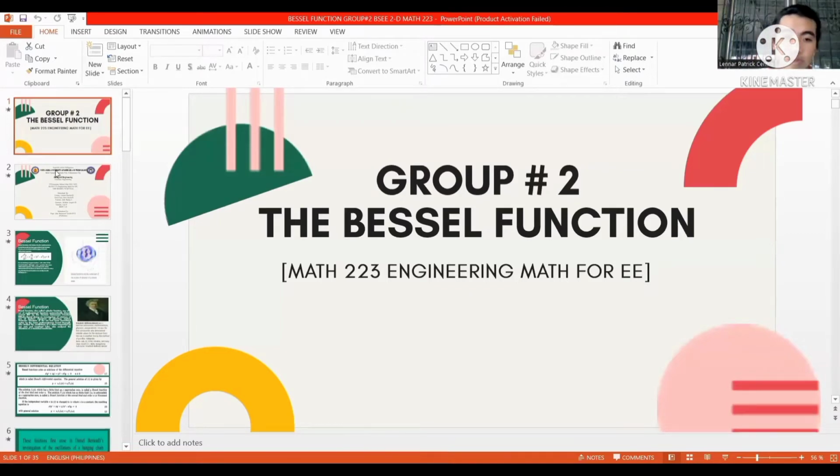So kami po yung group 2 from EE2D. Yung topic na na-assign sa amin is about Bessel function. MATH223, Engineering Math for EE.